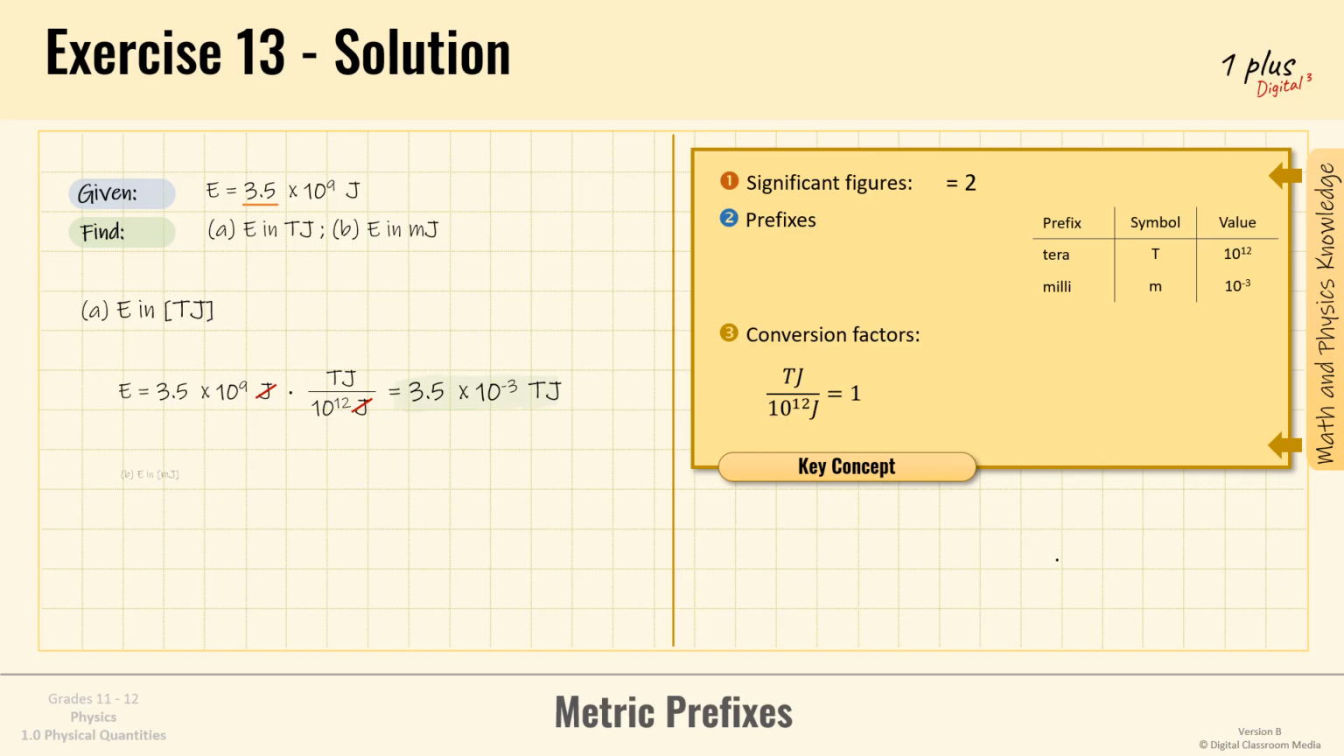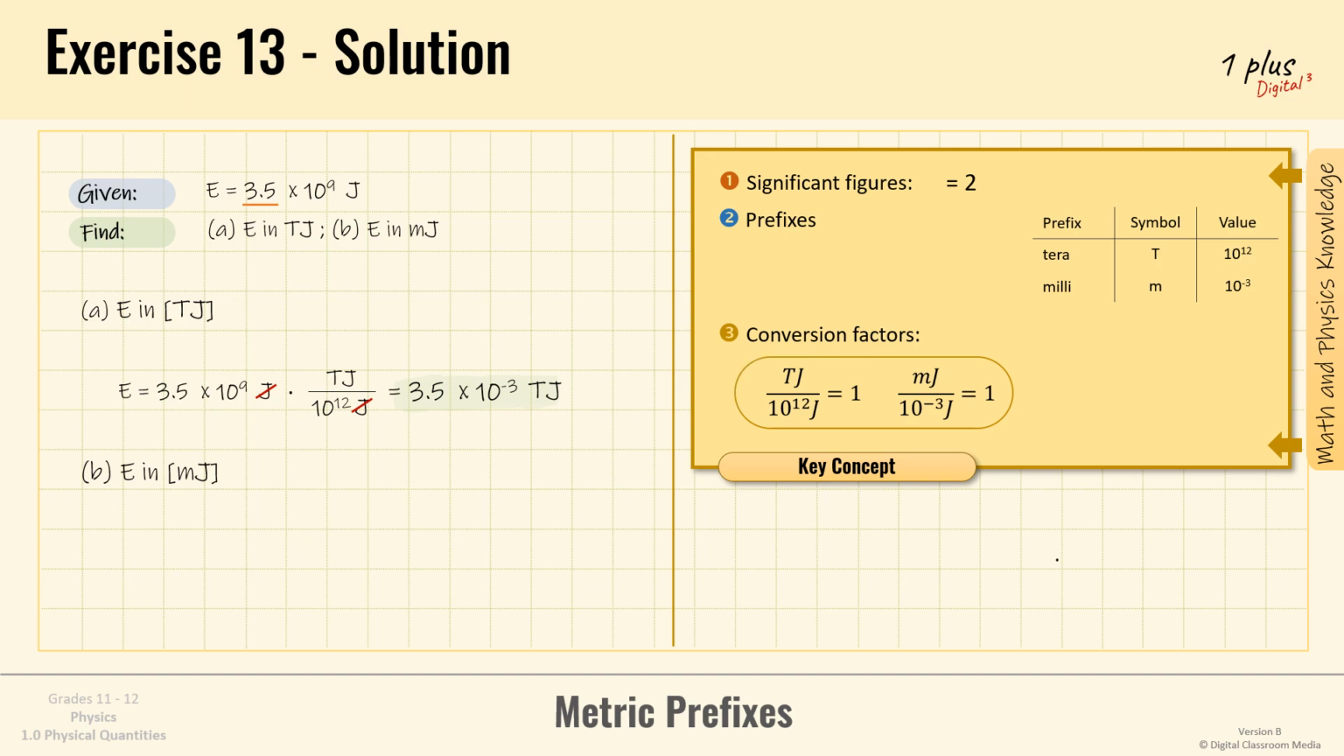Now, let's move on to part B. This time, we need to express the energy in millijoules. The prefix milli represents 10 to the power of minus 3. 1 millijoule, therefore, equals 10 to the power of minus 3 joules. Again, we use a conversion factor. We write 1 millijoule divided by 10 to the power of minus 3 joules.